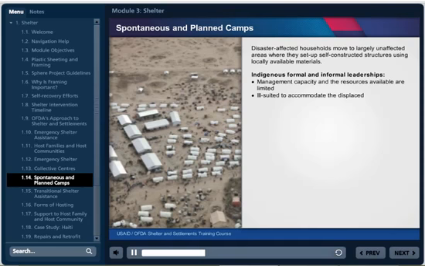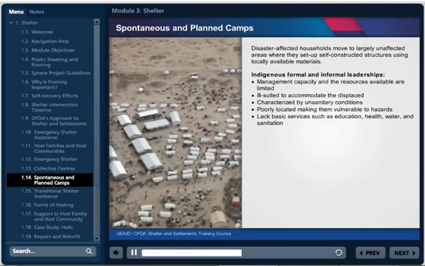Spontaneous settlements are characterized by unsanitary conditions, exposing their inhabitants to the easy spread of diseases. They are poorly located, making them vulnerable to hazards such as landslides, floods, and insecurity that threaten the welfare of the displaced population, and they lack basic services such as education, health, water and sanitation, and have poor access to livelihoods.